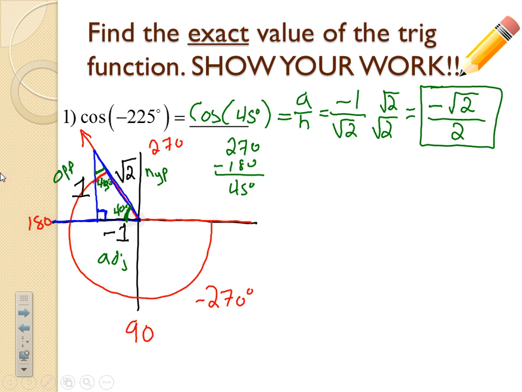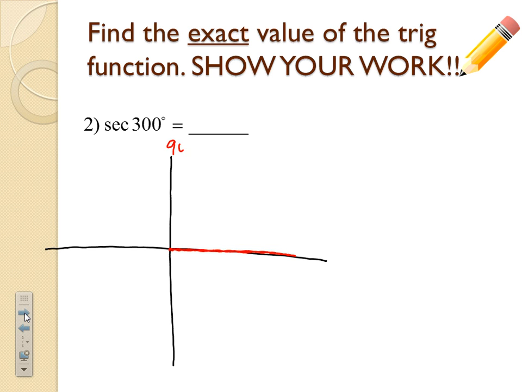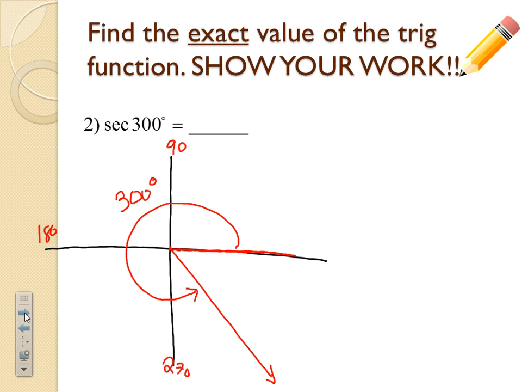Moving on to example number 2. This one we have to find the secant of 300. So set up our coordinate plane, create our angle. Our initial side is here. We're going to go all the way to 300. So we have 90, 180, 270. Our 300 is going to be about right here. Draw our angle in. This is 300 degrees. From here, we're going to create our reference triangle. Using our terminal side and our x-axis, we go straight up, creating that right angle. Our reference triangle is done.